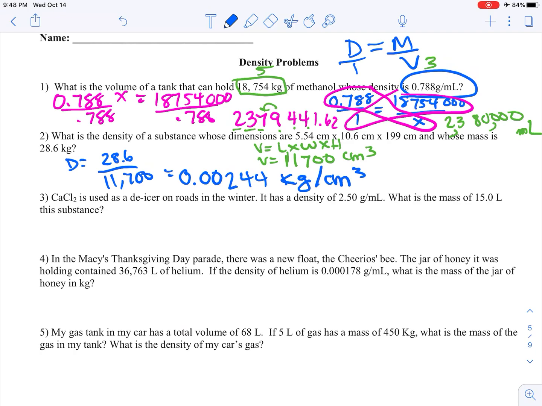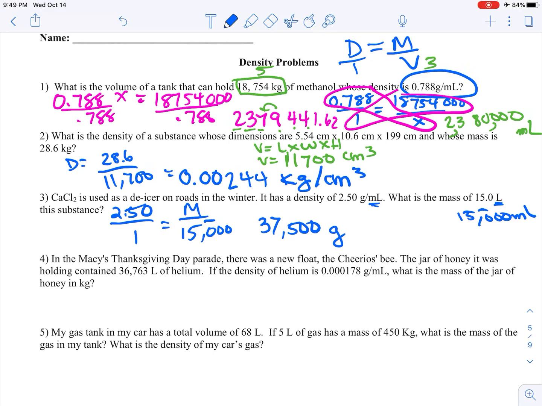So we're looking for mass. So density is 2.50, put it over 1 grams per milliliter. Okay, so already I see a difference in units. There's milliliters here and liters here. So to go from liters to milliliters, we're going to multiply by 1,000. So it would be 15,000 milliliters. Technically, we'd have to keep the sig figs. So we're looking for mass, and we have 15,000. So 2.50 times 15,000 is 37,500, and that is grams. And yeah, okay.